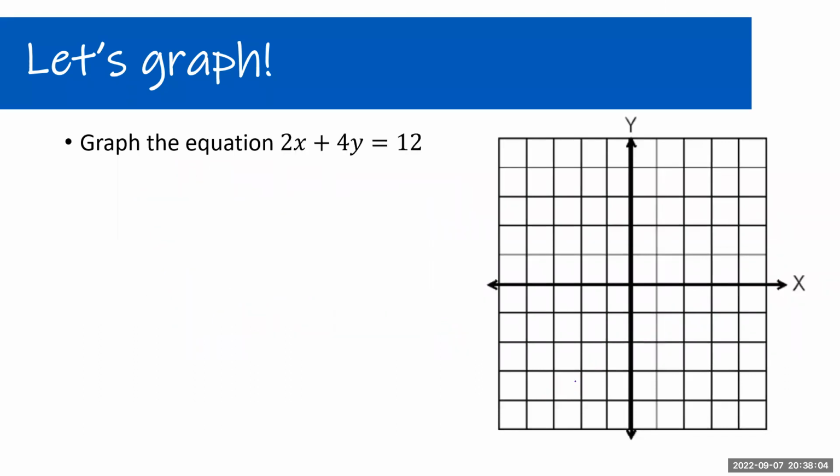Okay, now this one's a little bit trickier. 2x plus 4y equals 12. Personally, you could certainly do a table here. Usually when I see x and y, I don't have that format of y equals something. I'll just do my intercepts, okay? I'll do easiest with intercepts.